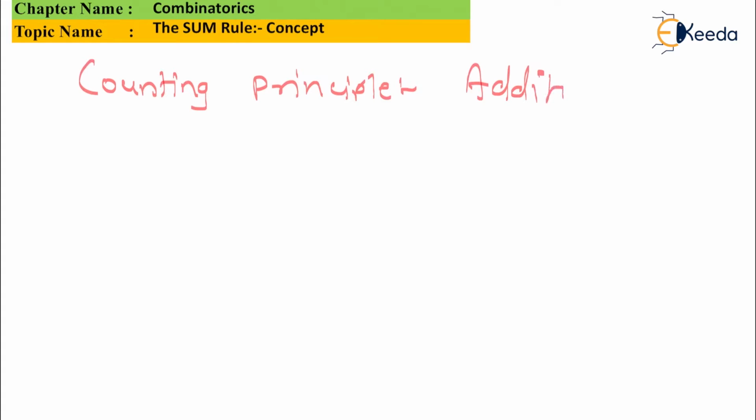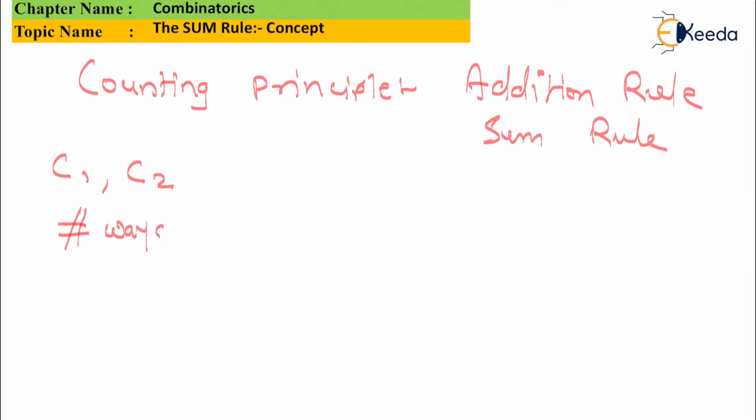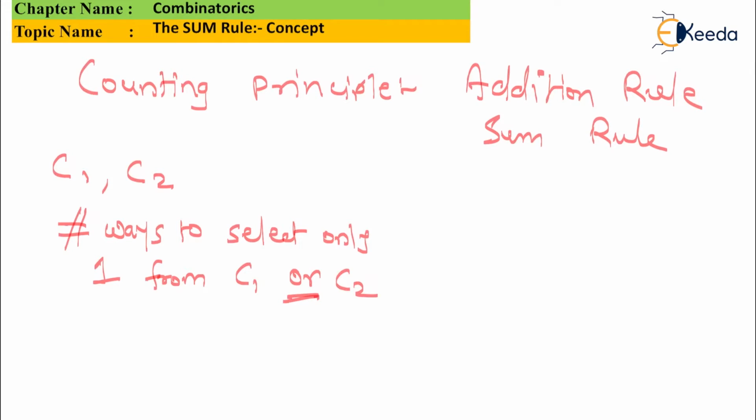The addition principle, or the addition rule or sum rule, says that if we have the choice set C1 and the choice set C2, then the number of ways to select only one from C1 or C2 is equal to the size of choice set 1 plus the size of choice set 2.